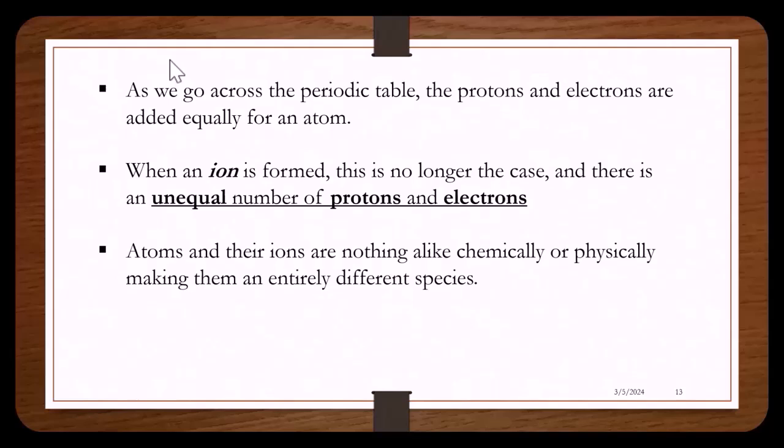Before we get into the nuts and bolts of the octet rule, I wanted to define what an ion is. Before, we've seen that as we go across the periodic table, the number of protons and electrons are added equally. Hydrogen would have 1 proton and 1 electron, helium would have 2 protons and 2 electrons, lithium would have 3 protons and 3 electrons, and so forth. When an ion is formed, this is no longer the case, and there's an unequal number of protons and electrons. Atoms and their ions are nothing alike chemically or physically, making them entirely different species.